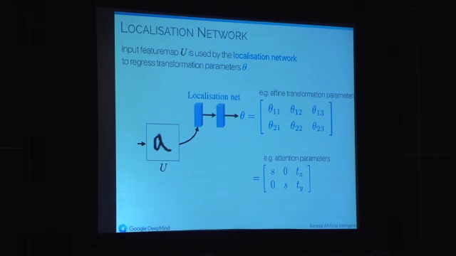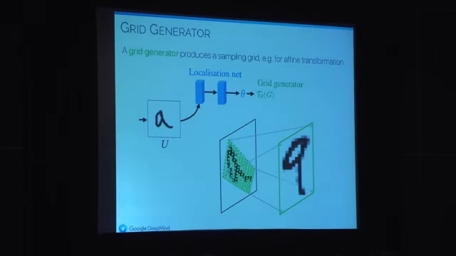So the next is the grid generator. The grid generator takes the transformation parameters from the localization network and produces this sampling grid. I don't have a cursor, but okay, the sampling grid is basically for each output pixel, the XY coordinates in the input where that output pixel gets its value from.